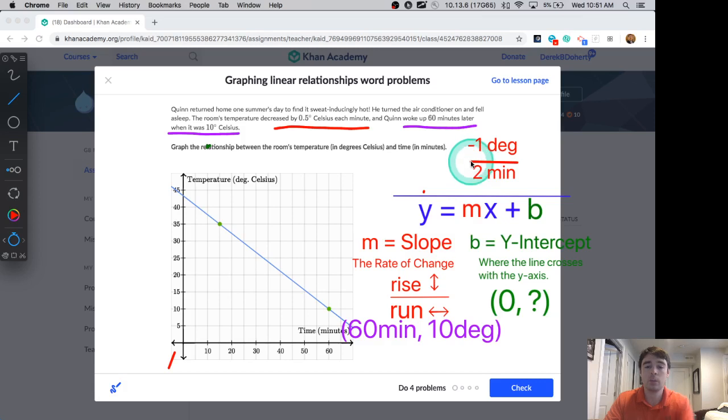And if I know that slope now, that can help me work back in time. Every 2 minutes I lose 1 degree. That means 60 minutes in time, I'm going to set up a proportional relationship. I'm going to try to figure out if I lose 1 degree every 2 minutes, and we traveled for 60 minutes, or in this case Quinn was sleeping for 60 minutes, I really want to know how many degrees go down every 60 minutes.